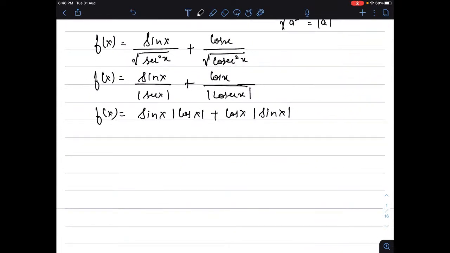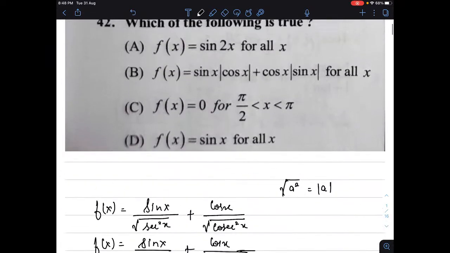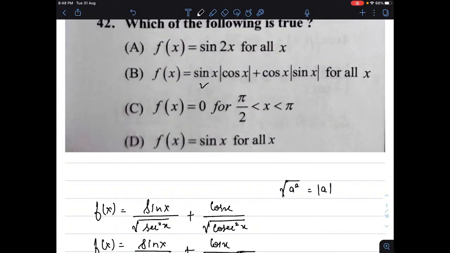So we do know the ASTC rule. That is, in the first quadrant, all trigonometric ratios will be positive. Second quadrant, sine will be positive, cosec will be positive. Third quadrant, tan and cot will be positive. Fourth quadrant, cos and sec will be positive. So the final answer for this will be becoming sin x mod cos x plus cos x mod sin x for all x written over here.